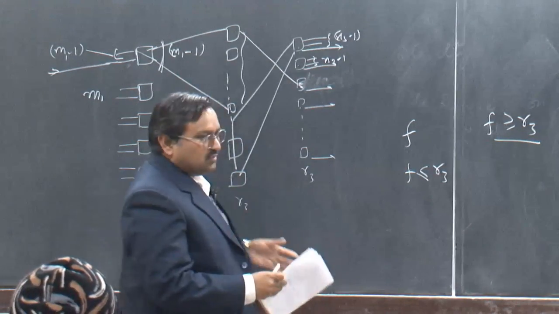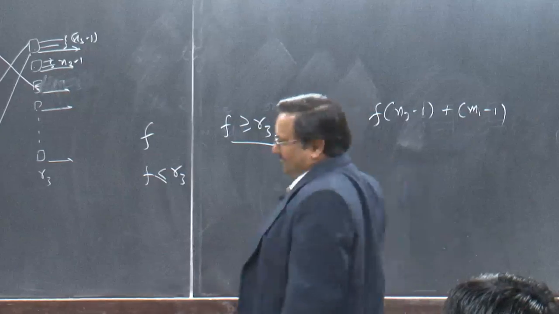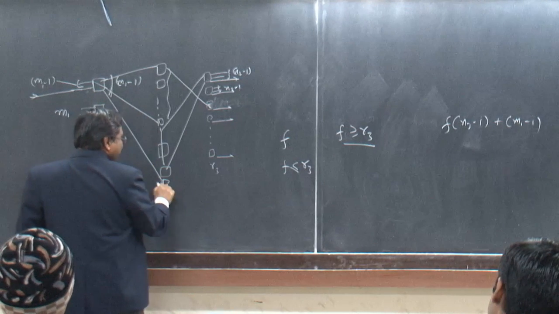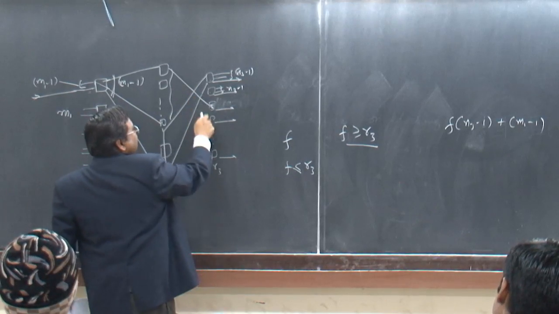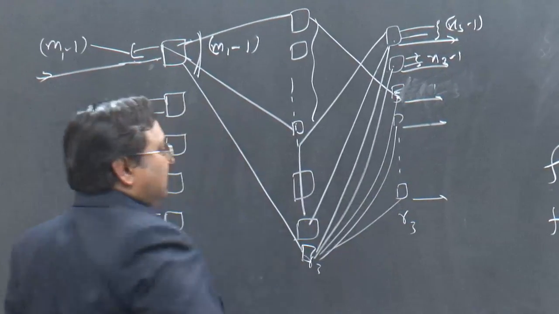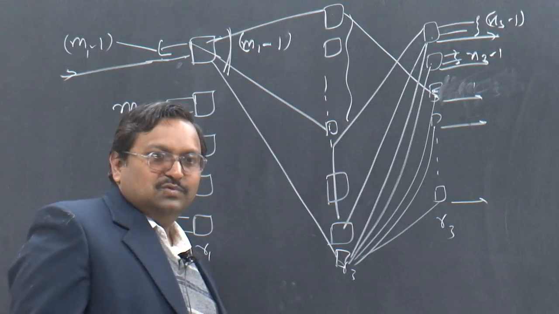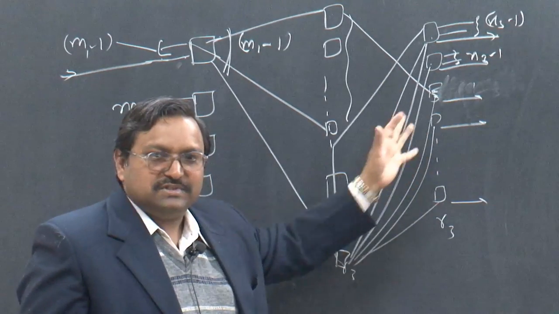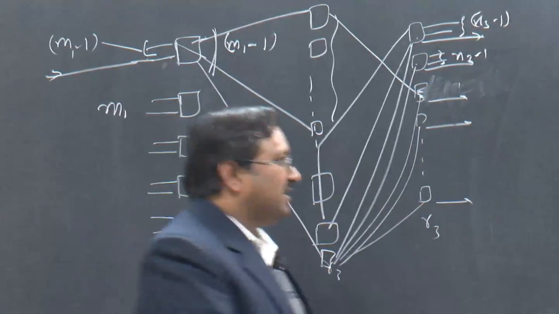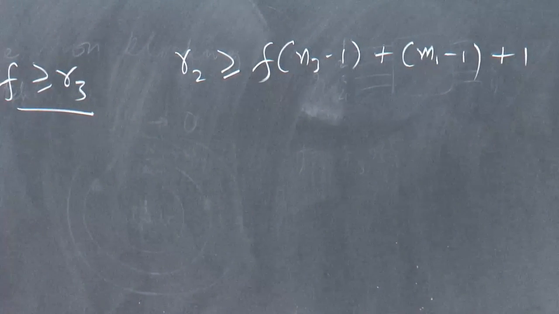So how many of these middle stage switches will be occupied? F into N3 minus 1 plus M1 minus 1. I need one extra to whom I can just put this free connection. And since only N3 minus 1 are occupied, each one of them can be connected to this free one. These are all independent, remember. I am taking this one. This one is free, not occupied by any one of them. So all the links from all of these fan out output switches are free to that. So I can just route one here and this can do the fan out to all Fs. So only one extra will be required. So you require plus one. So R2 has to be greater than or equal to this for F multicast.